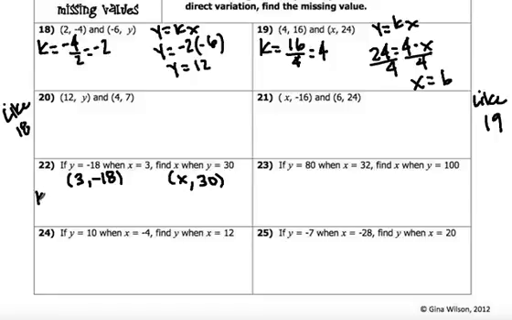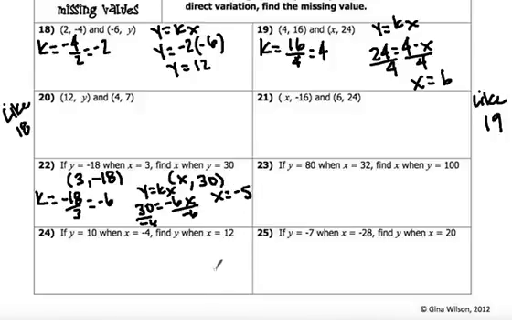First I need to find my k, which in this case would be negative 18 over 3 because I do y over x. When I do that, that gives me negative 6. Then I'm going to do y equals kx and plug in what I know. I know that y is 30. I know that k is negative 6. I don't know x. So to get x, I'm going to divide both sides by negative 6, and I find out that x is equal to negative 5. You try 23, 24, and 25.